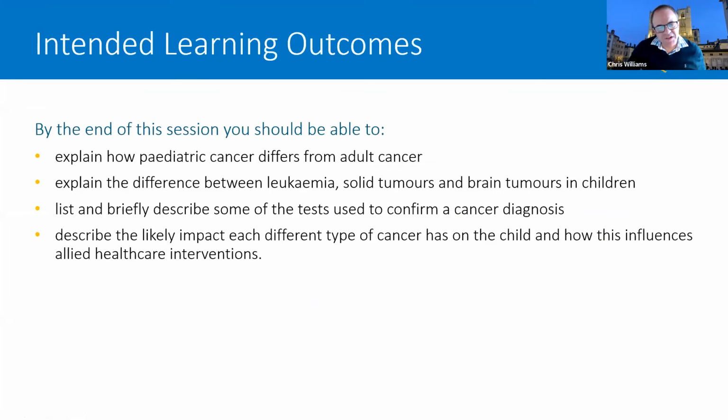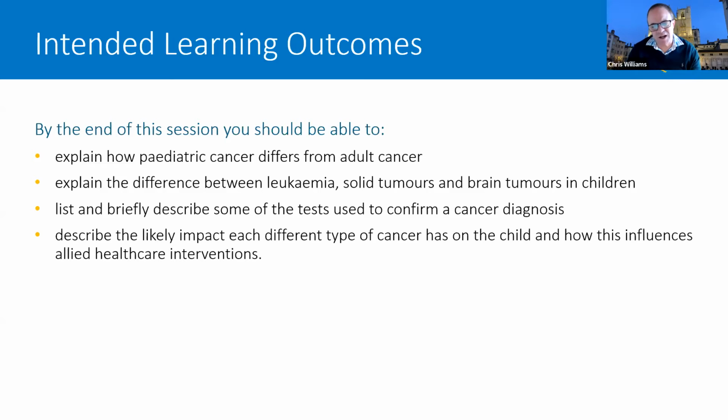So what do we want to look at? We want to explain how, I think this is a really important thing, how pediatric cancer differs from what most of us have an understanding of, which is adult cancer, whether that's from society, from friends, we have a bit of an idea of what cancer means in adults, but it's very important if we're going to care for this cohort that we understand how that differentiates in children.